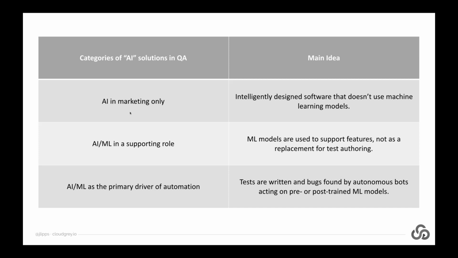The final category would be AI machine learning as the primary driver of automation. So this company that promised level 5 mind off automation, this seems to be what they're advertising. Or one of the other companies we looked at, Test AI, where the bots are using probably some kind of reinforcement learning to navigate through the application and learn the types of things that users can do there. These are tests being written and potentially bugs being found by autonomous bots that act on machine learning models and in some way AI. So yeah, there's these 3 different categories of AI solutions, I believe.